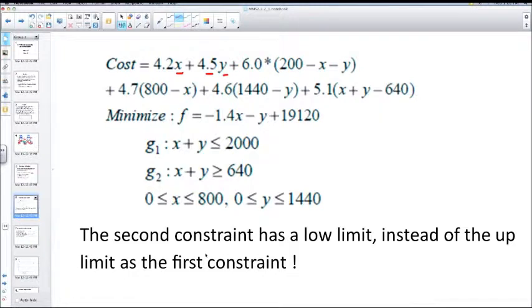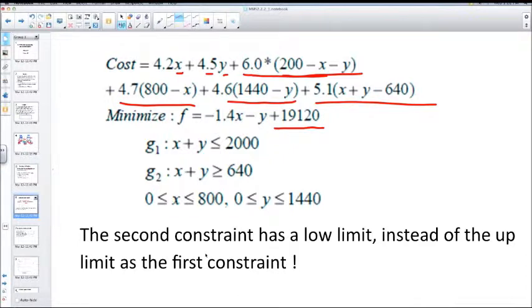4.5, that's from Buffalo to Syracuse. And this is Williamsport to Rochester, and the Williamsport to Syracuse, and these two are the cost delivered, the rest to New York. So the total cost after you add all the numbers equals 1900 120 minus 1.4x minus y. It's a pretty simple linear function.